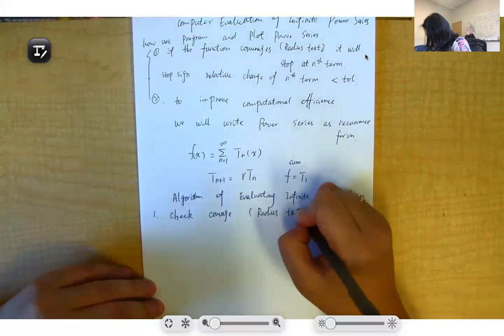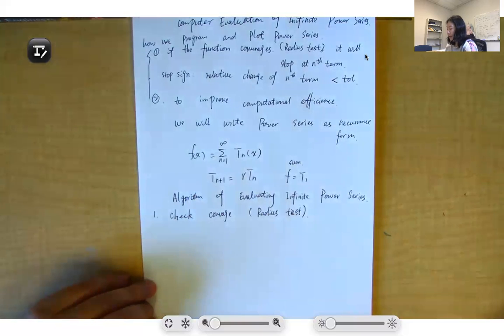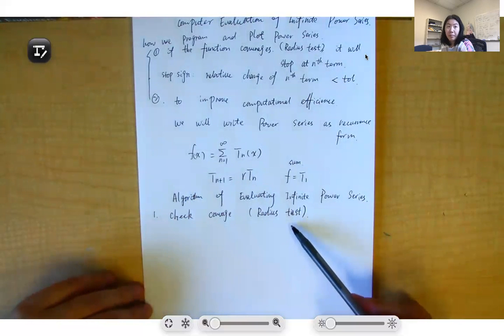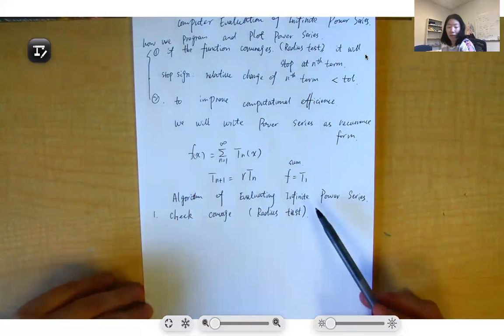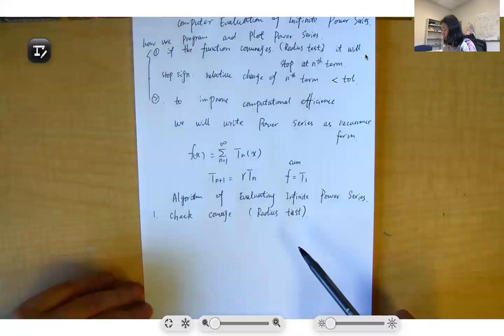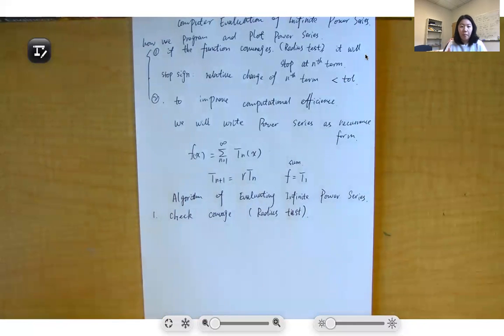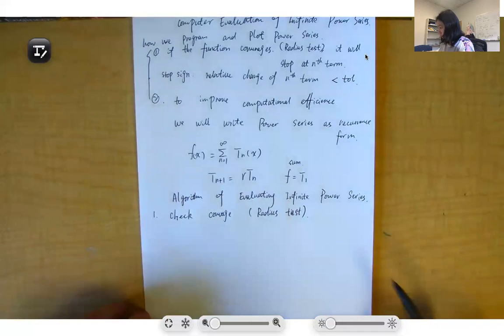Okay, if the ratio test shows that the n plus 1 step divided by the n step will be smaller than 1, then it definitely will converge for this whole power series set. If not, then you can of course program it, but the loop will never finish.